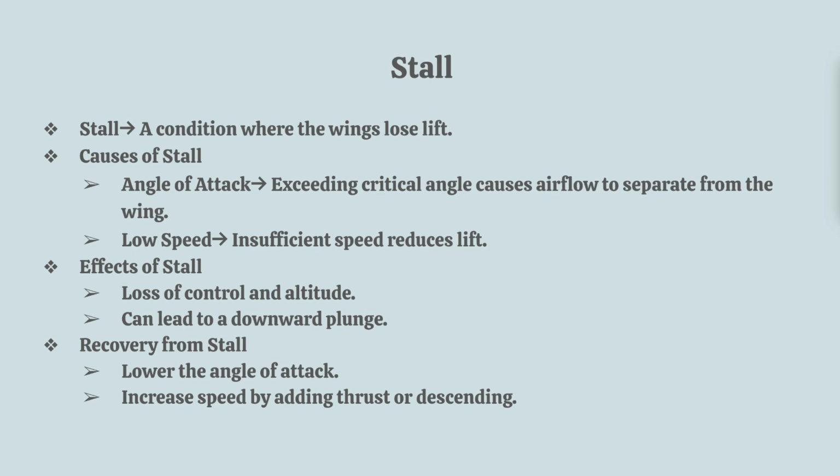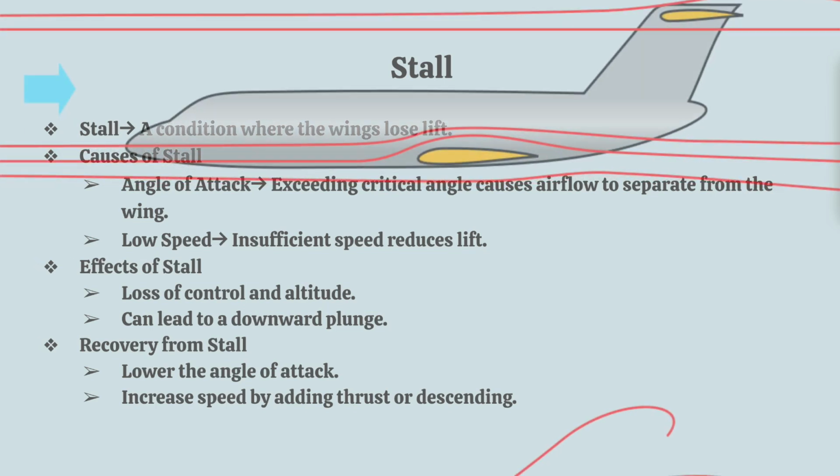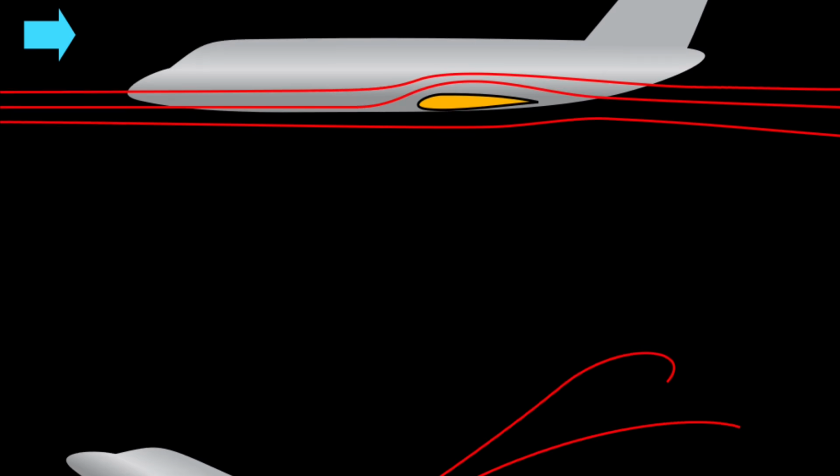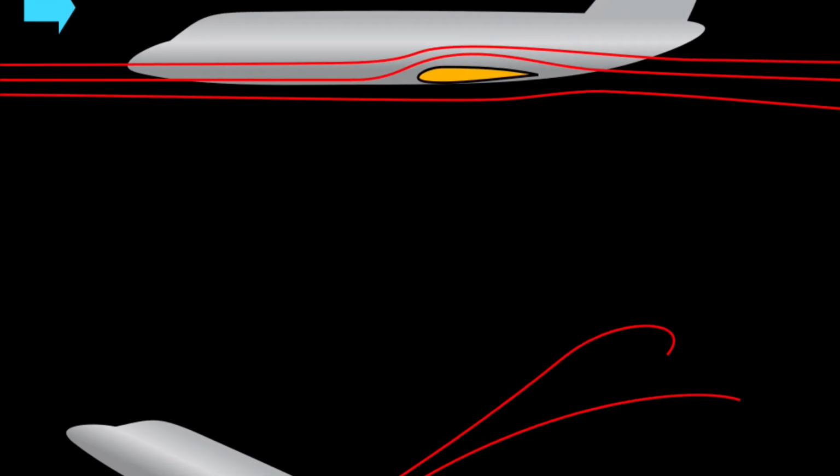A stall is a condition where the airplane's wings lose lift, making it unable to sustain flight. Stalls occur when the angle of attack, the angle between the wing and the oncoming airflow, exceeds a critical limit, causing the airflow to separate from the wing surface. Low speed can also contribute to stalls because it reduces the lift generated by wings.